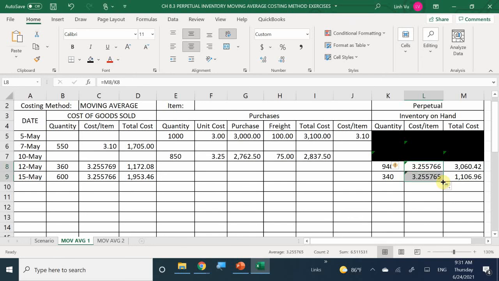Which then, what is my average cost per item? 3.255764. Good. So here, it also changed. It keeps dropping. Oh no, in this case, it dropped another 10,000th of a penny. Okay. So as I mentioned before, much easier.